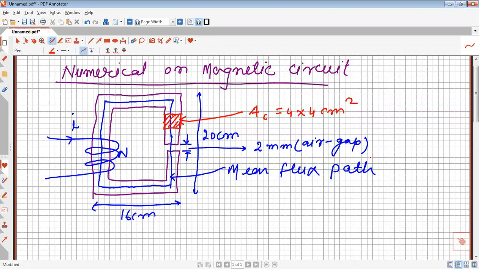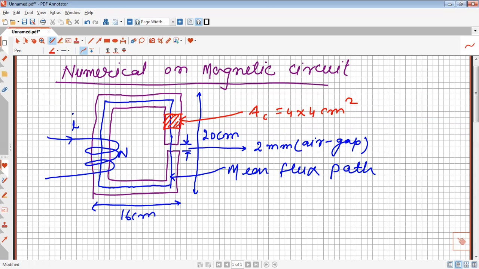So this is a question. This is a material, and its dimension is 4 centimeter by 4 centimeter, length and breadth. This is 4 centimeter, and inside is 4 centimeter. I cannot show inside. And a current I is coming here, which establishes a flux. That flux is going from here to here and returning back. So this flux is flowing.